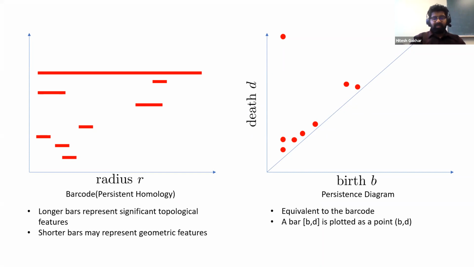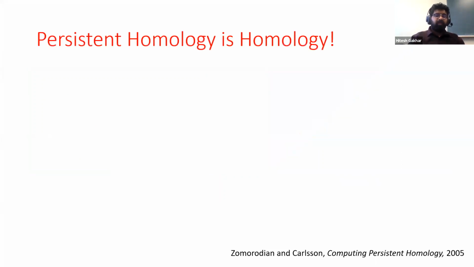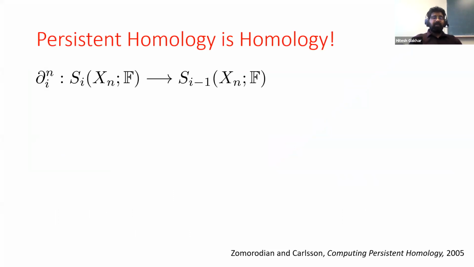A similar thing is a persistence diagram. It's really equivalent. You just take your bar, from B to D, and plot it as a pair of points (B, D) in R2, and it gives you a persistence diagram. A longer bar corresponds to points that are farther away from the diagonal, and the shorter ones are closer to the diagonal.